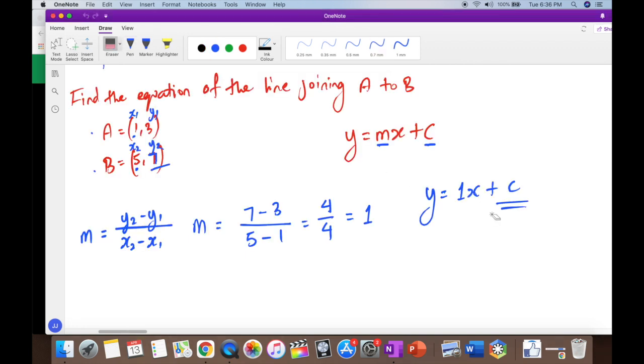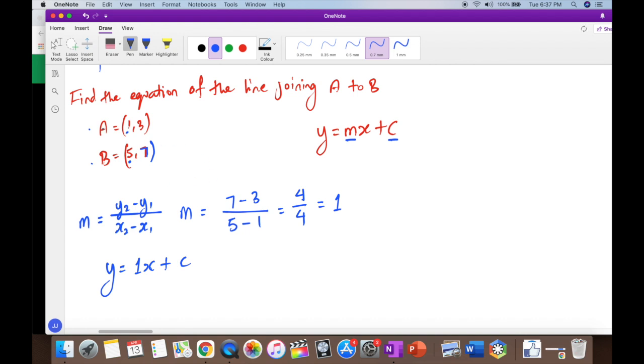c is where the line cuts the y-axis. Any ideas as to how to find c? Scotia and Shazay, you should know this. Let's do a recap. We were asked to find the equation of the line joining A to B. We have 2 points, A and B, so all we have to do is use this formula: y2 minus y1 over x2 minus x1. So we were able to find the gradient, m, but we need to find c. How do you think we could do that?